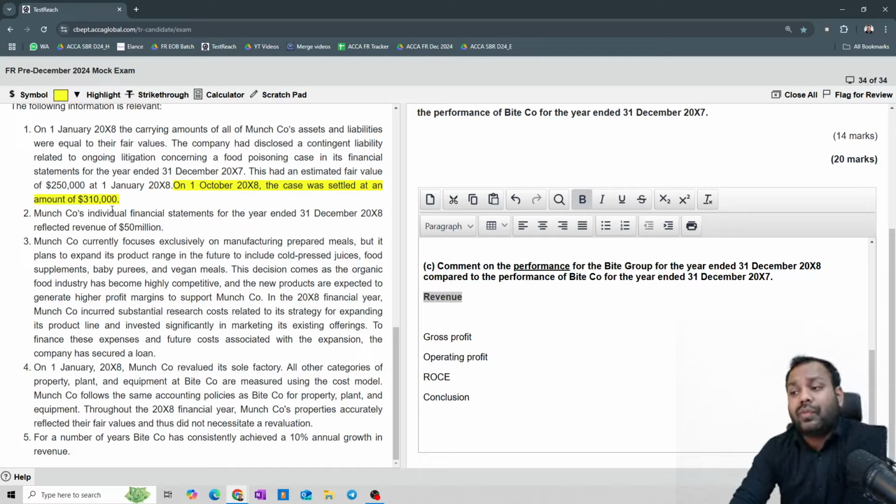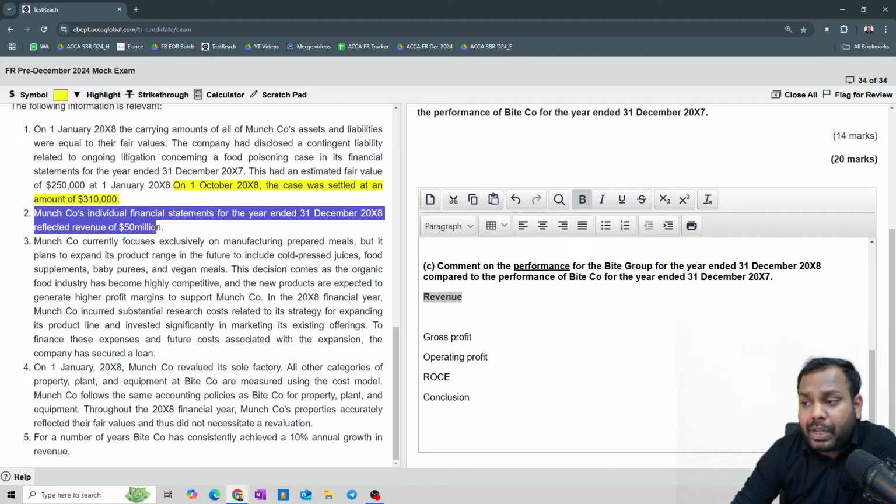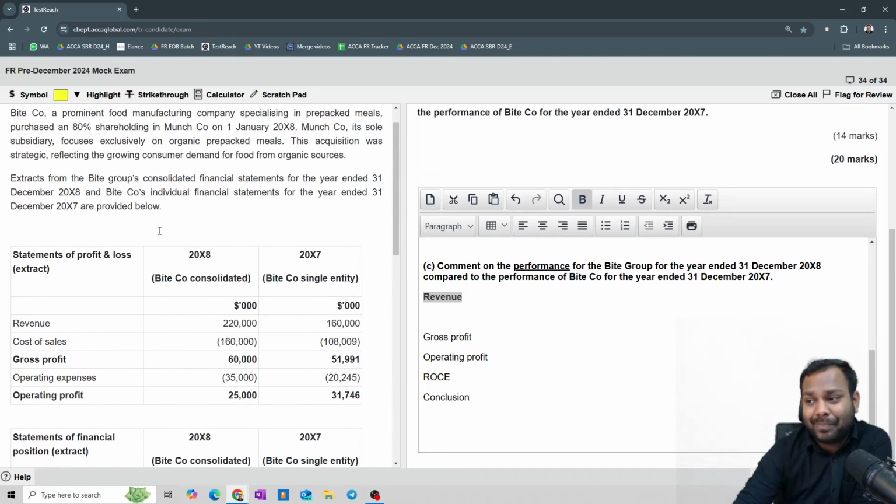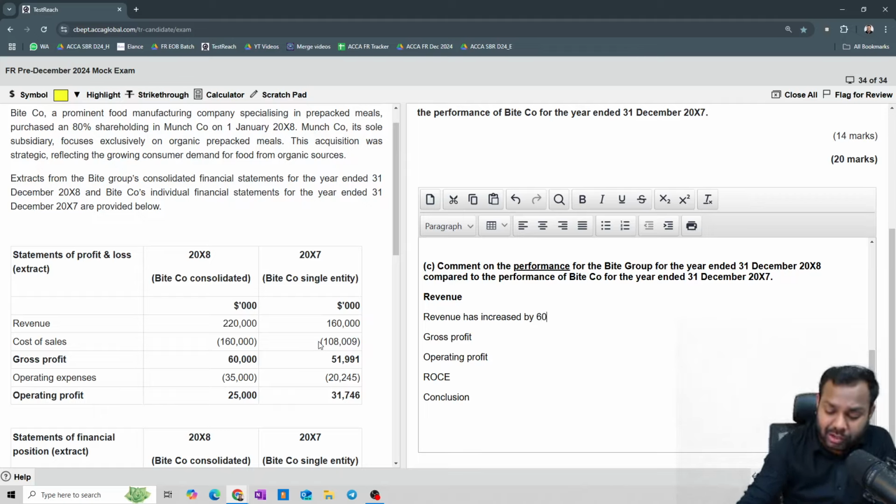Munch company's individual financial statements had a revenue of 50 million. So the individual revenue of Munch company was 50 million. What is the interpretation of it? Understand, in 20x7, was there a Munch company? No. But in 20x8, we do have Munch company. So revenue has increased. By how much percentage? What is the amount? Revenue has increased by 60,000 as compared to previous year.